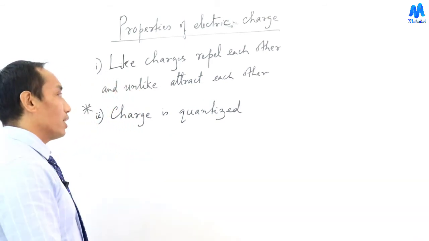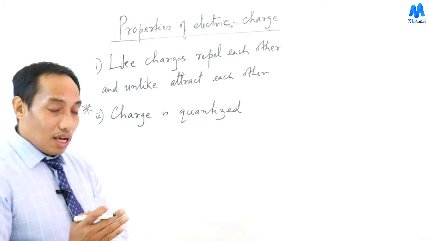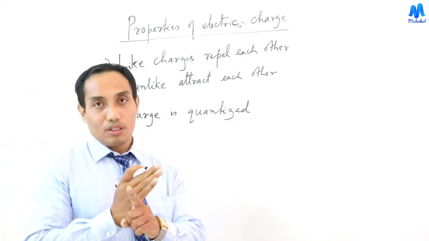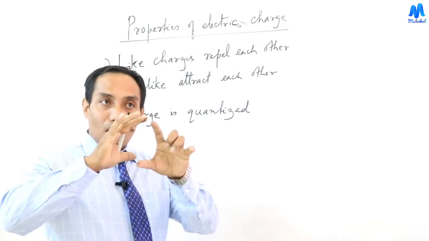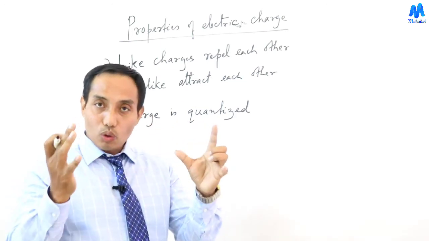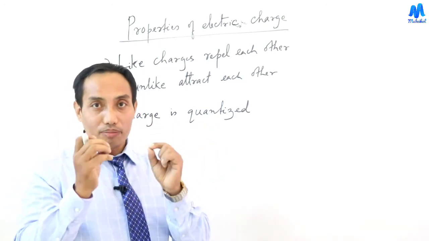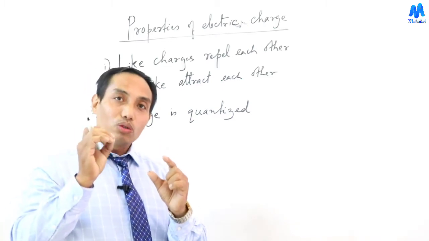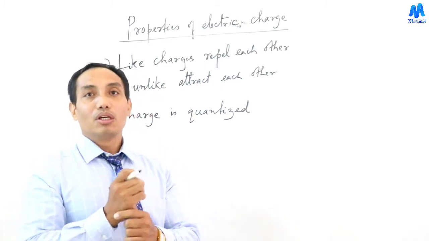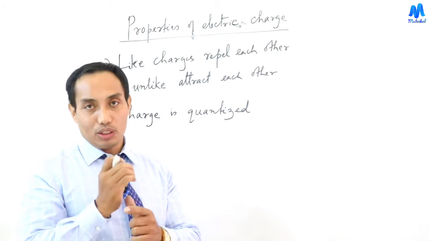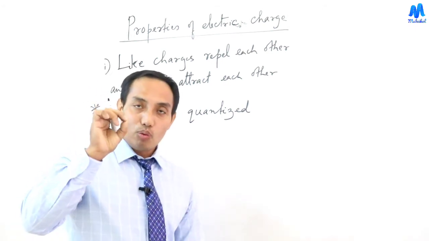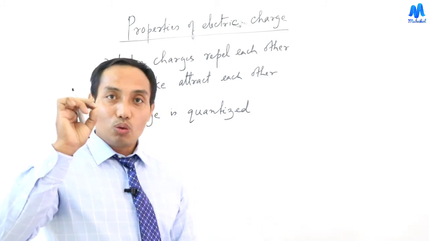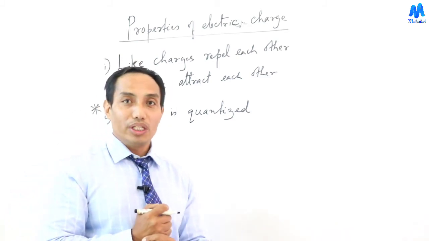Then what is meant by quantization of charge? An important word is quantization of charge. The total electric charge of a body is always equal to an integral multiple of the charge carried by an electron. That is called the basic charge, right? An electron has a charge of 1.6 into 10 to the power minus 19 Coulomb.